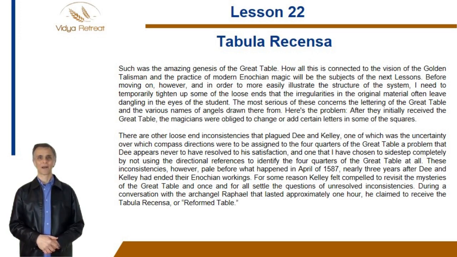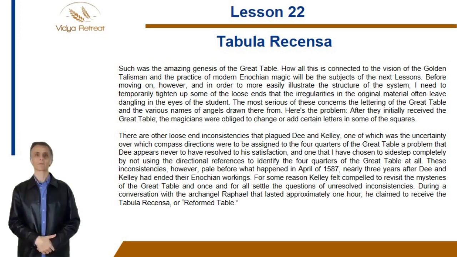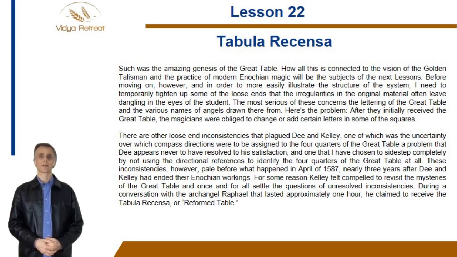There were other loose-end inconsistencies that plagued Dee and Kelley, one of which was the uncertainty over which compass directions were to be assigned to the four quarters of the Great Table, a problem that Dee appears never to have resolved to his satisfaction, and one that I have chosen to sidestep completely by not using the directional references to identify the four quarters of the Great Table at all.